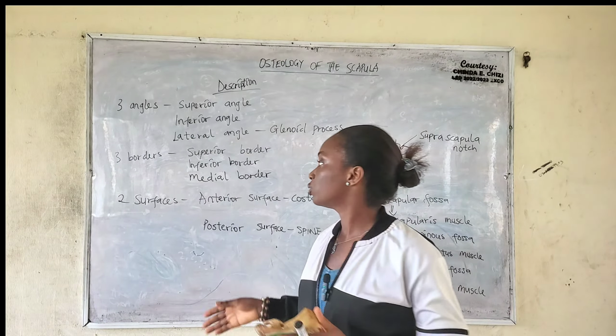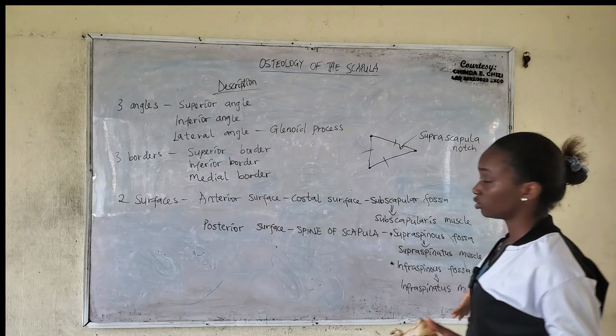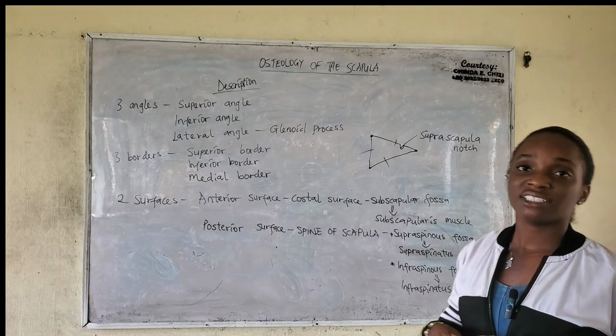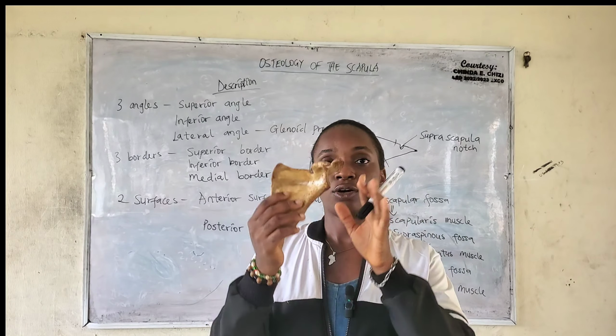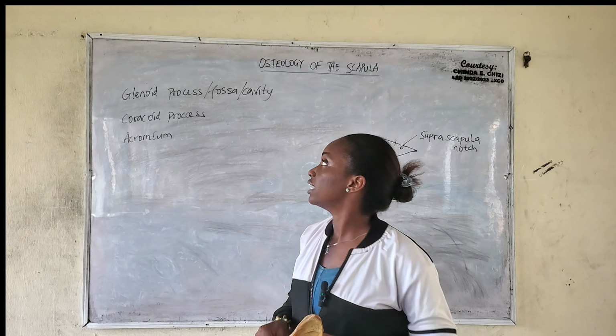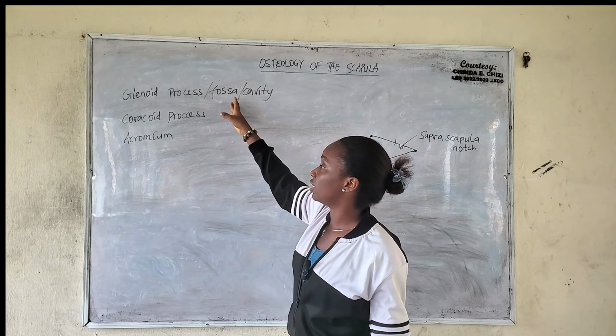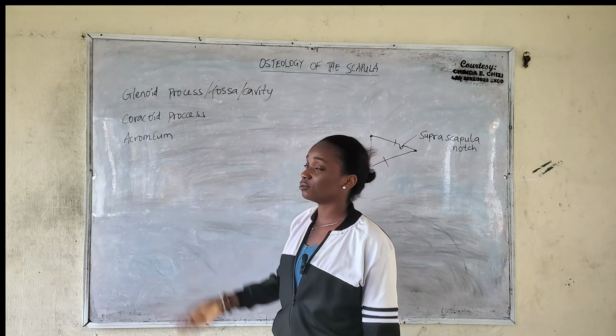So with this, we are done with looking at the angles, borders, and surfaces of the scapula. You can just go through this. Now, there are still some important components of this bone that we'll look at. We'll be looking at the glenoid process. We can also call it the glenoid fossa or the glenoid cavity. It all means the same thing.